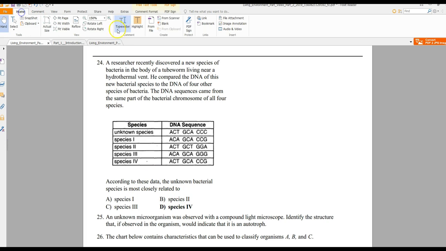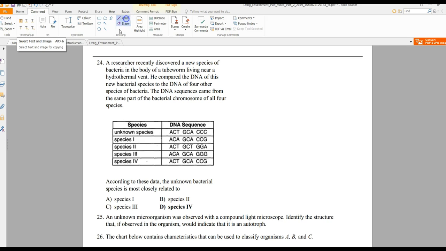So, let me get my highlighter. They want to know which, oh, it doesn't highlight. They want to know, also, let me get my pen. Pen, where are you? Oh, this is so annoying. Comment. Pencil. They want to know which one is closely related to the unknown species. Is it species 1, species 2, 3, or 4?